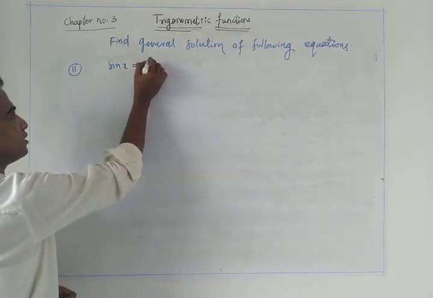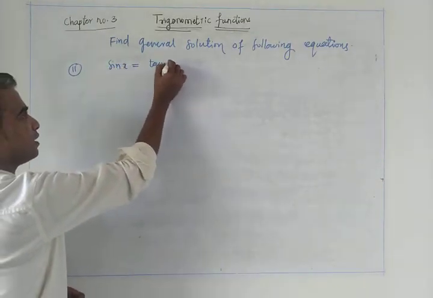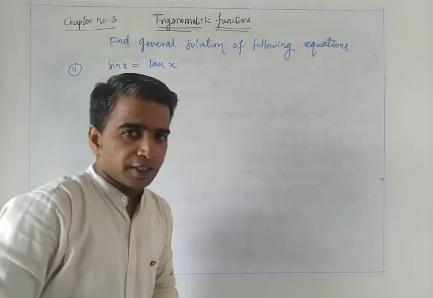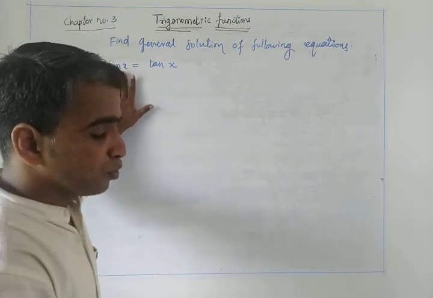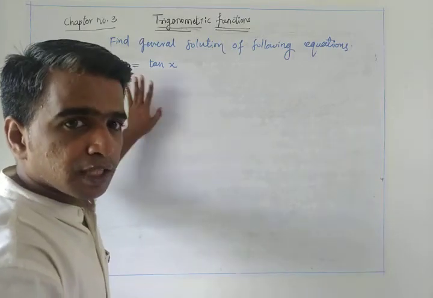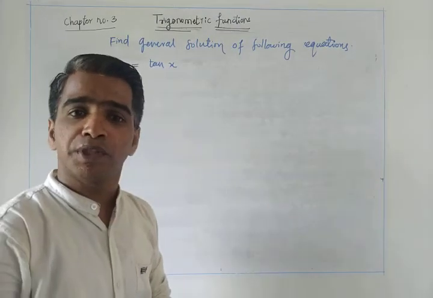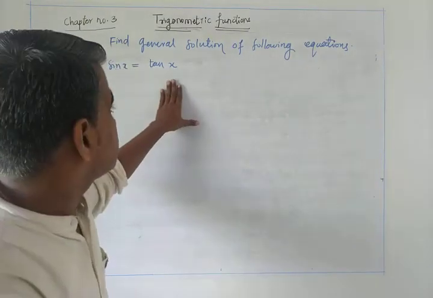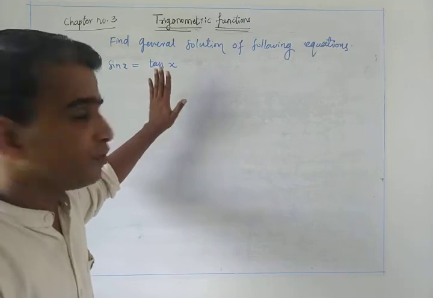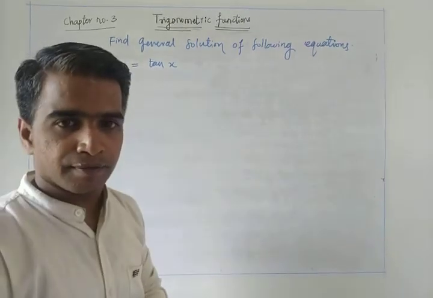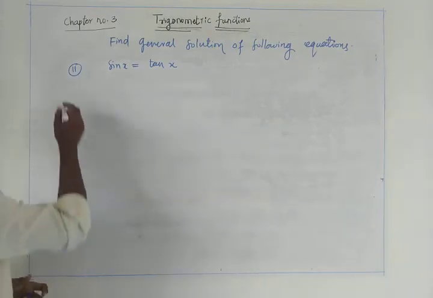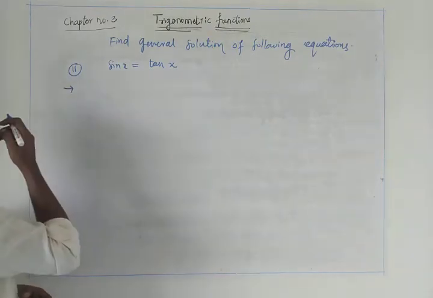Sin x is equal to tan x. Now, I already told you the formula: in that formula both sides have a single trigonometric function, and both trigonometric functions must be the same. But if we check here, one side is a sine function and the other side is a tan function. So the first step is to simplify it. We'll start with the simplification and try to make the same function.